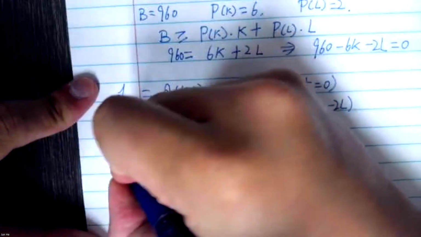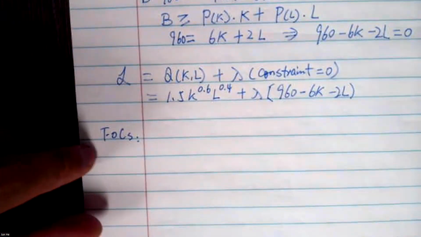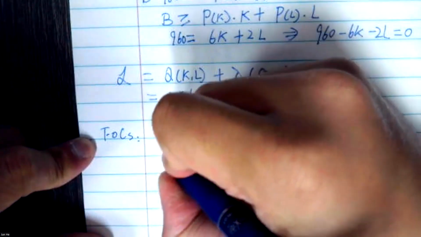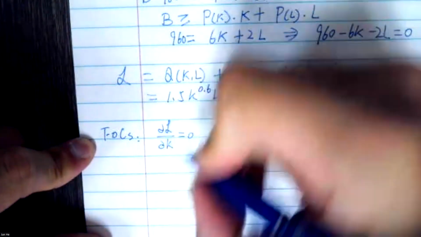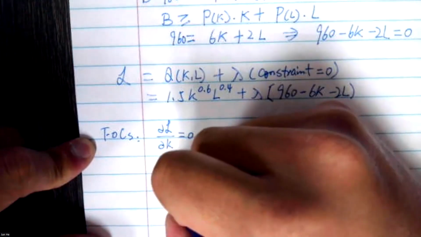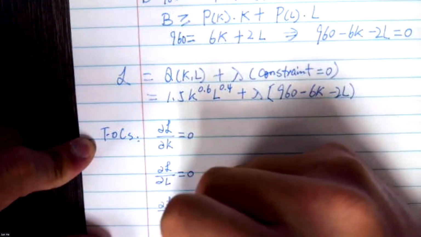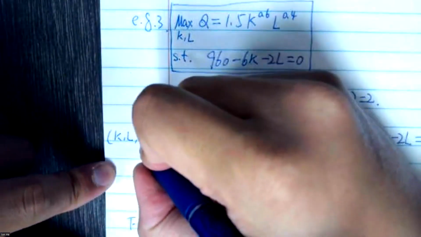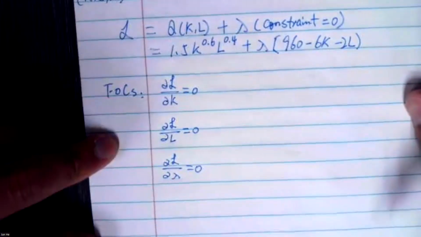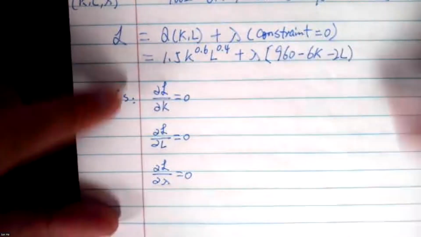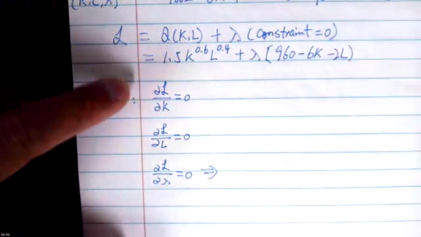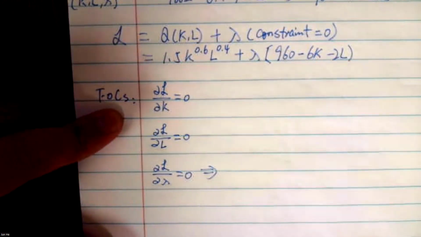Then the first order conditions, we have to solve for them. So 3 things. Partial derivative with respect to K equal to 0. Partial derivative with respect to L equal to 0. Partial derivative with respect to lambda equal to 0, because here the variables are K, L, and lambda. Okay, and then we are to solve. I always start with number 3 because that's easier.